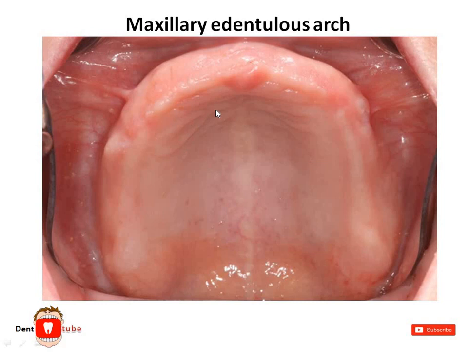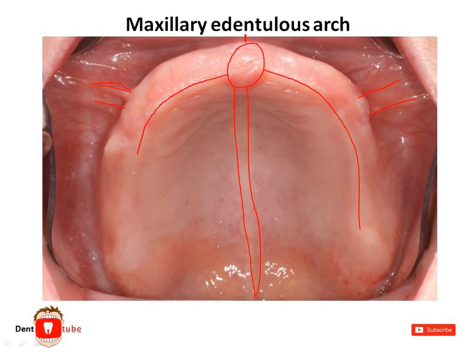Now let's try to learn those structures in this clinical picture. This is labial frenum. These structures are buccal frenum. This is incisive papilla. This structure is mid-palatine raphe. This is the crest of alveolar ridge, which is present on both the sides.